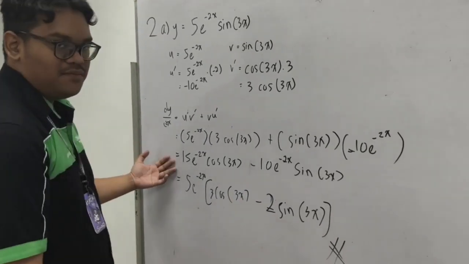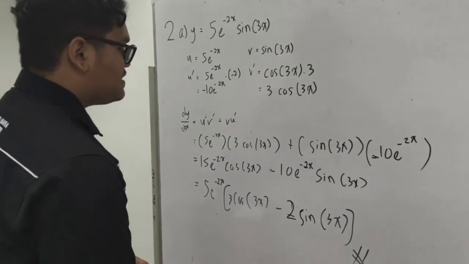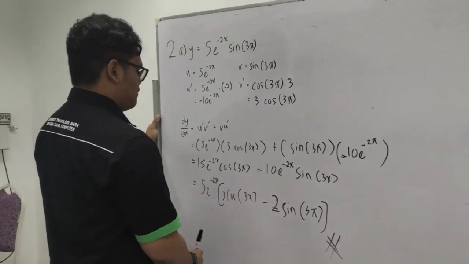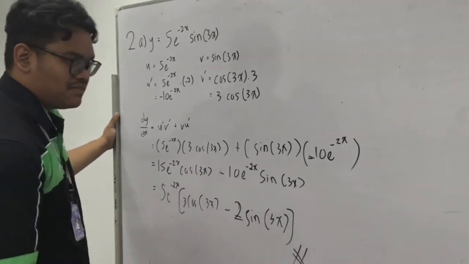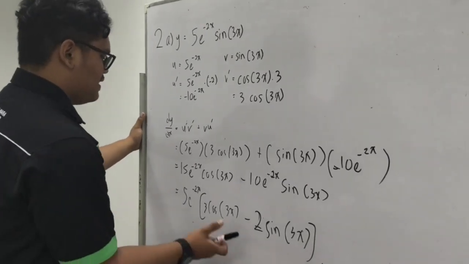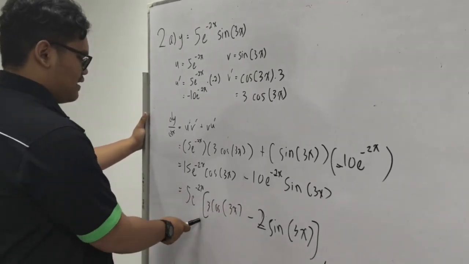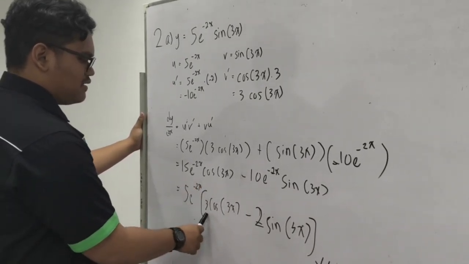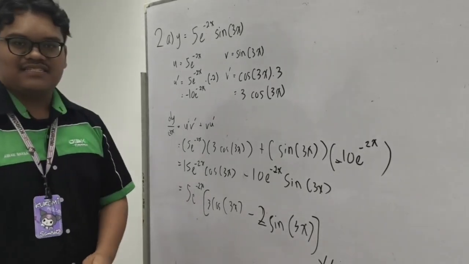Now after we got this form, we must simplify it using factors. So first we must see which one has the common term, and we see here that the exponent has the common term. So we must factor it using 5 e to the power of negative 2x. Then inside here we will get 3 cos 3x minus 2 sin 3x, and that is the final answer for question A.